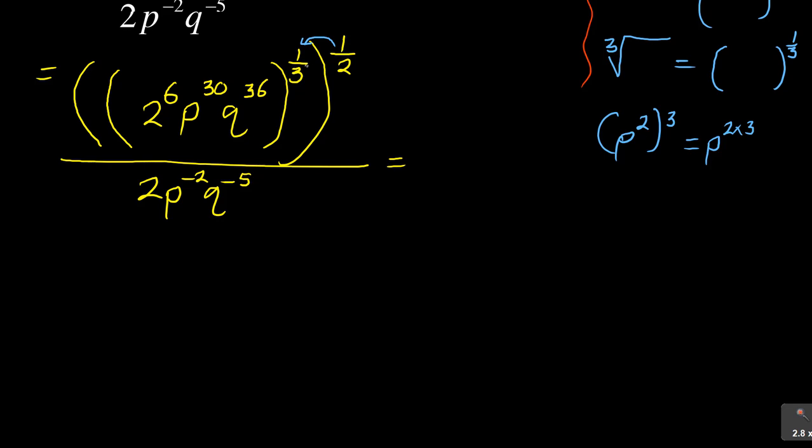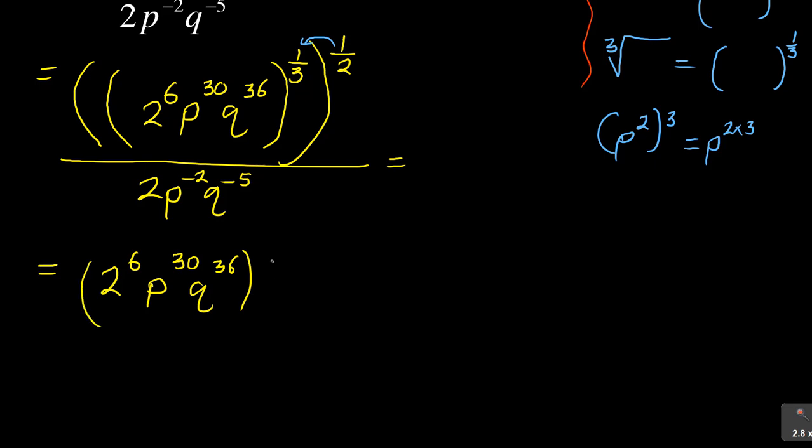So that's what I'm using here. That's why I'm multiplying 1 over 3 times 1 over 2. So it becomes 1 over 6. And then when I've got that, I can therefore write and say this is equal to, remember they say don't lose out some working. So you'll have 2 to the power of 6, p to the power of 30, q to the power of 36.